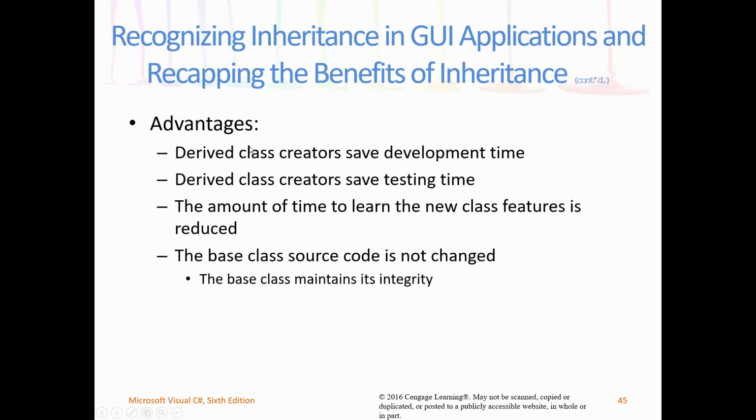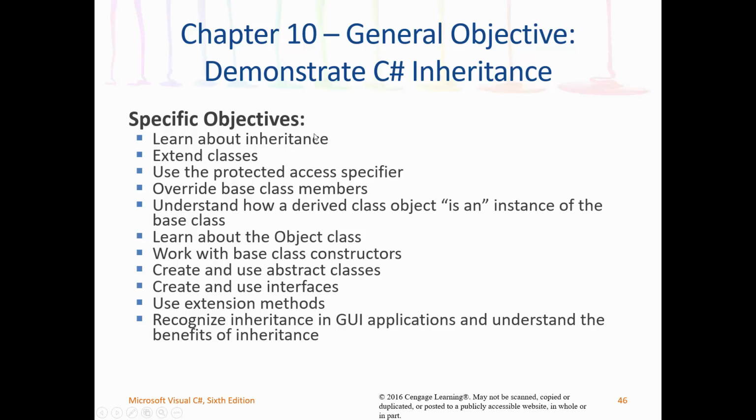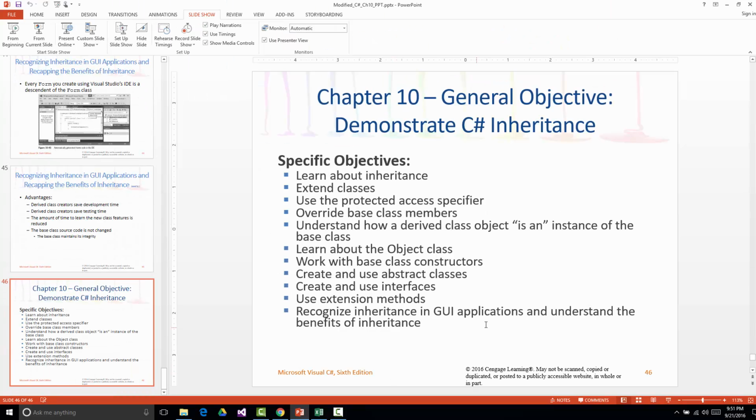Again, they're recapping the benefits of inheritance there. They save development time. They save testing time. The amount of time needed to learn a new feature is reduced, and the base class is not changed. So this was our chapter. My air just kicked in, so I'm very quickly going to say we learned about inheritance. We learned how to extend classes, use the protected access modifier, override base class members. We learned about the is-a or is-an relationship, the object class, base class constructors, abstract classes, interfaces, extension methods, and we ended with talking a little bit about inheritance in GUI apps. All right, when I come back again in Chapter 11, we'll talk about exceptions.